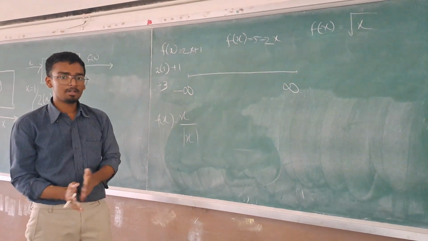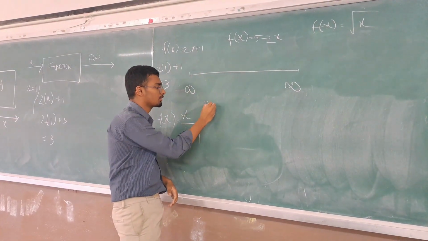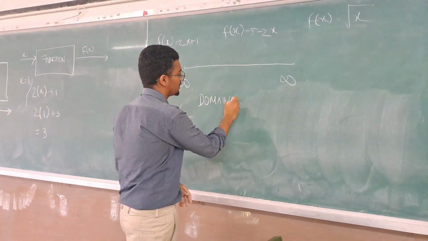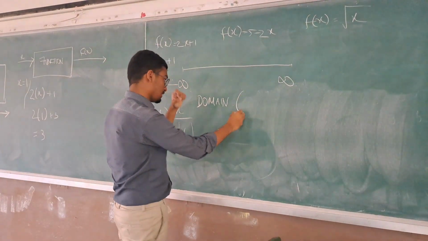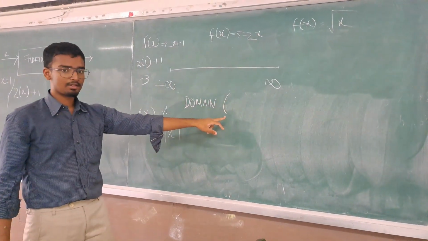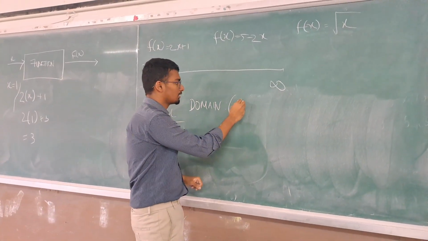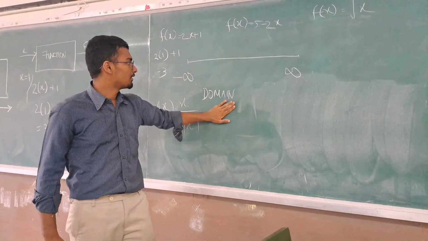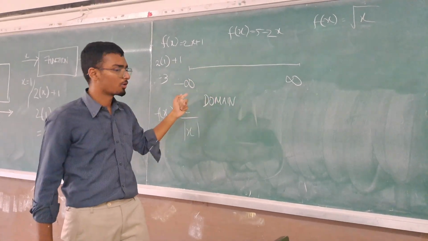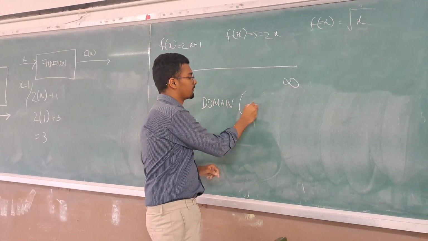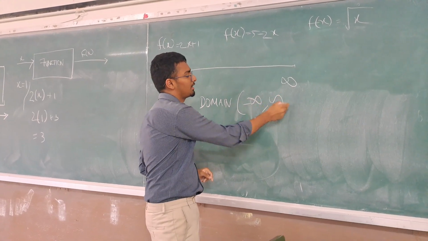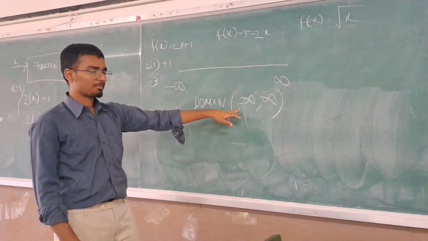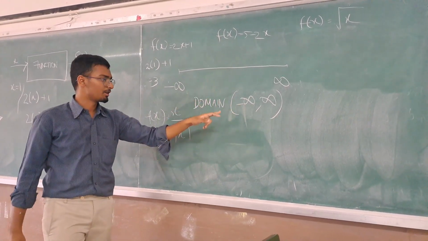So the domain will be in these curly braces. The domain of the above mentioned problem will be from minus infinity to plus infinity. I will be explaining why we are mentioning curly braces and circular braces.